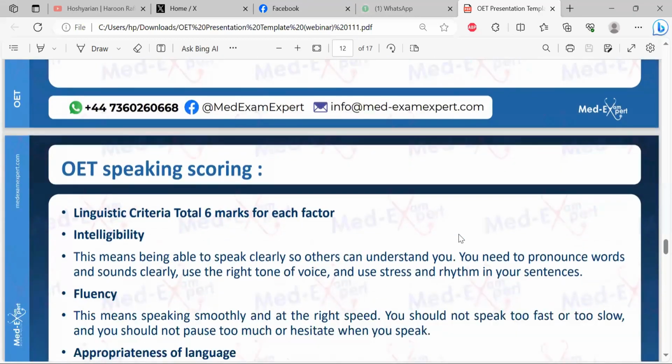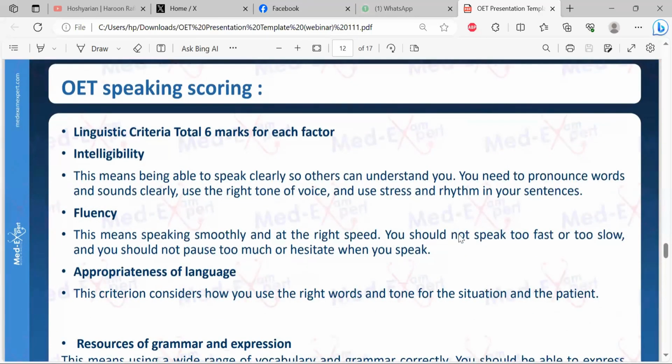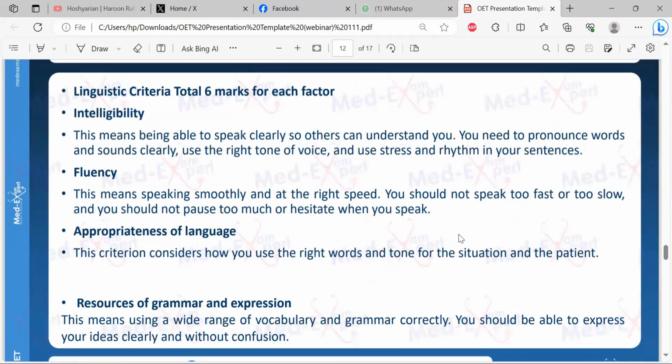OET speaking is assessed upon 2 criteria. It is not only an English language test, like how beautifully or fluently you can speak English. It is linguistic as well as communication skills. For linguistic criteria, there are 6 marks for each factor. One of the factors included is intelligibility.